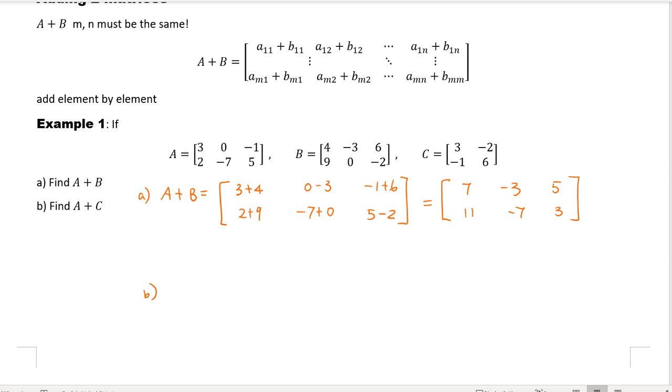Okay, part B. Wow, notice that A was the size of 2 rows and 3 columns. But how about C? C is 2 by 2. The dimensions don't match. So A plus C is not defined. Okay? So for matrix addition, we must verify that the dimensions match.